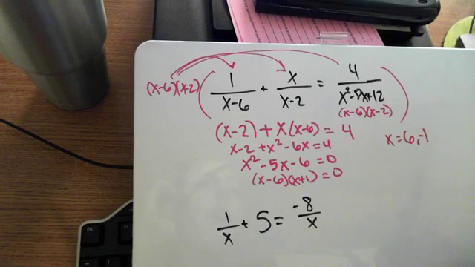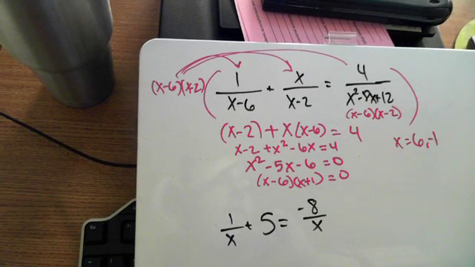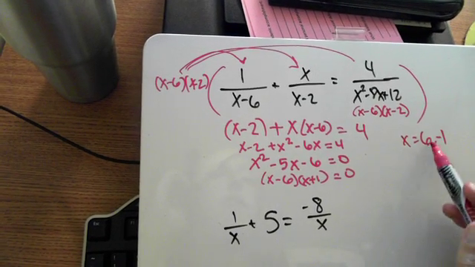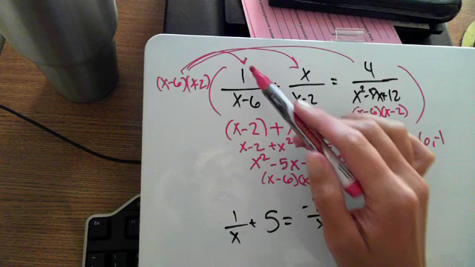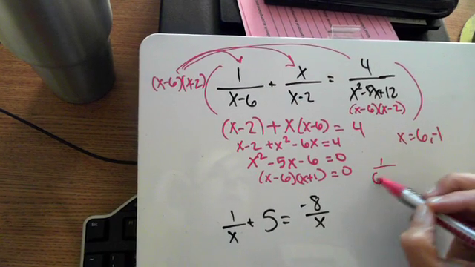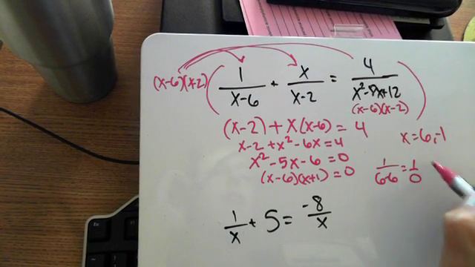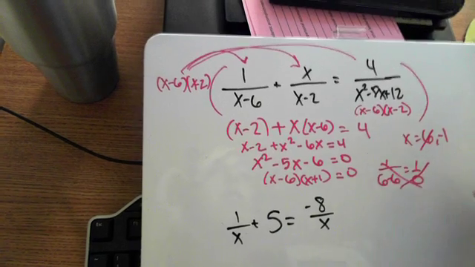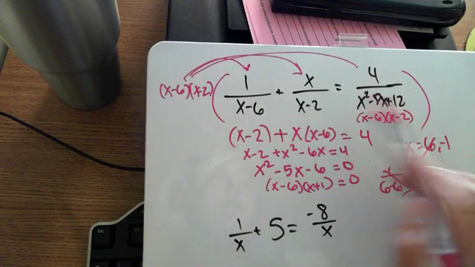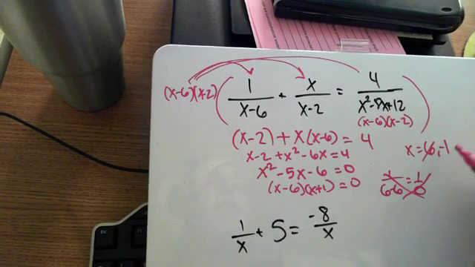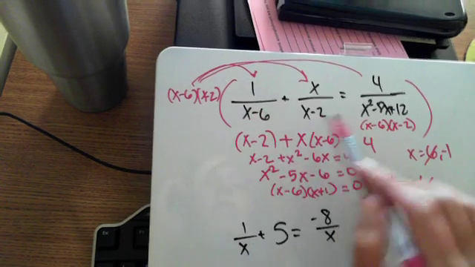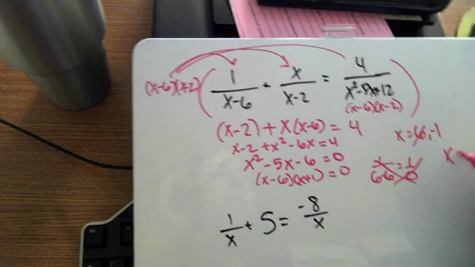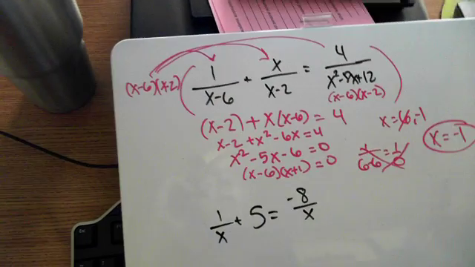Now just go back and see if these do in fact work. So if I plug in a 6, I can tell right here, if I have 1 over 6 minus 6, that's 1 over 0. I can never divide by 0. So 6 is not an answer. Go back and double check. Are any of these values going to give you zeros in the denominator by plugging in negative 1? No, we're good there. We're good, and we're good. So my only answer is negative 1.